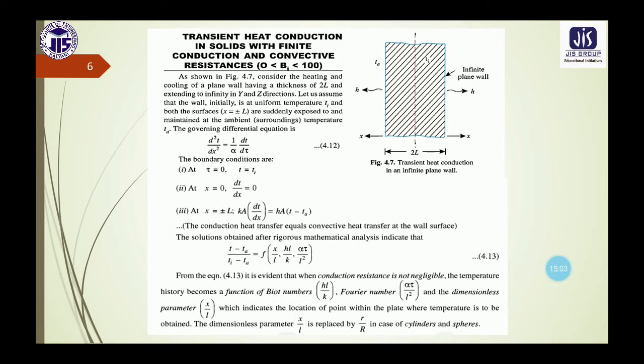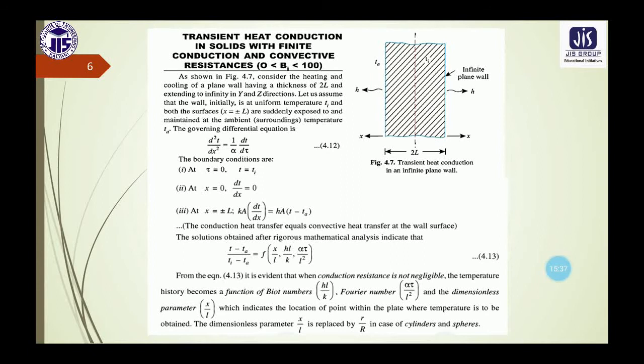Let us discuss one new topic, that is transient heat conduction in solids with finite conduction and convective resistances. Here the range of the Biot number is 0 to 100. Till now, when we discussed the Biot number, it was less than 0.1 for the given shapes. Whatever we will discuss right now, the range of the Biot number is 0 to 100.